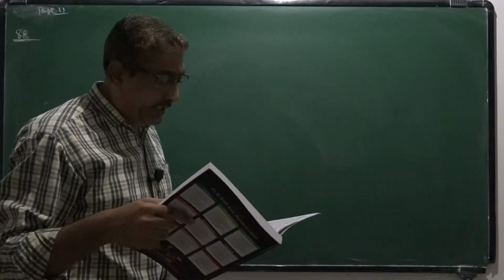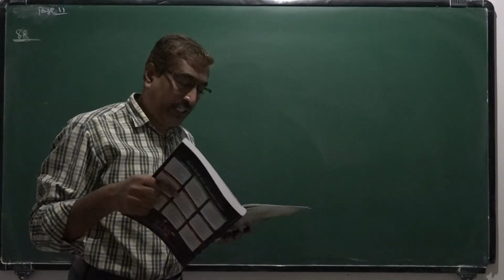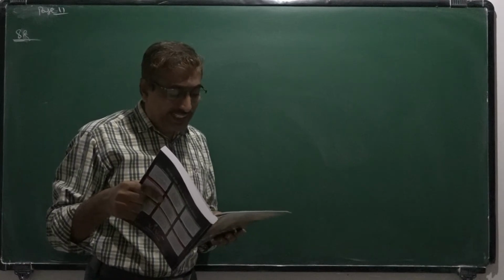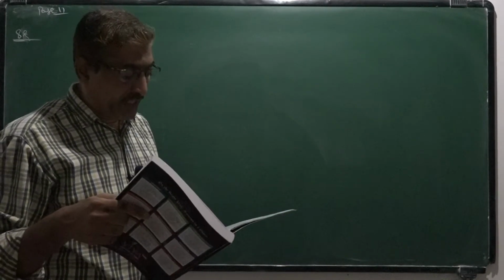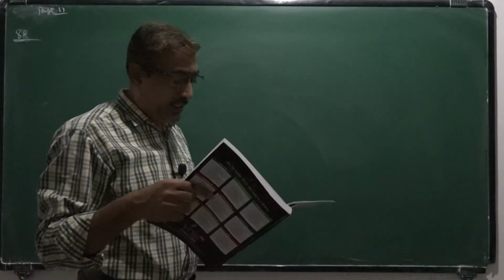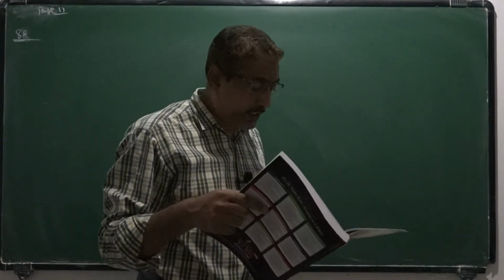On a certain scale of temperature X, the ice point is 40 and steam point is 160. On another scale of temperature Y, the ice point is minus 20 and the steam point is 100. Convert 50 degree in X into the Y scale.